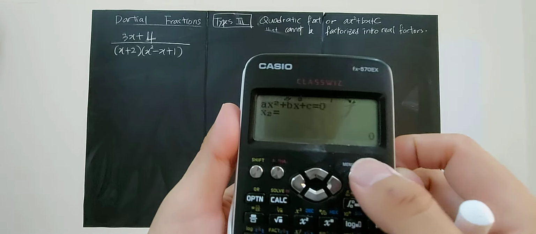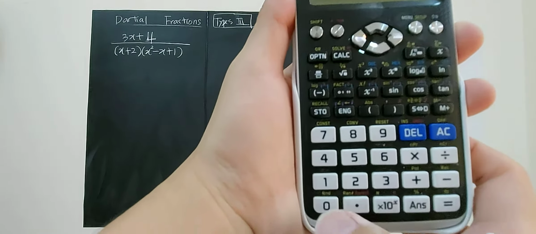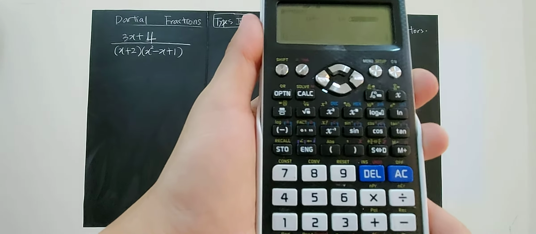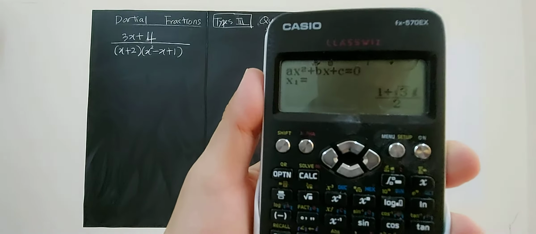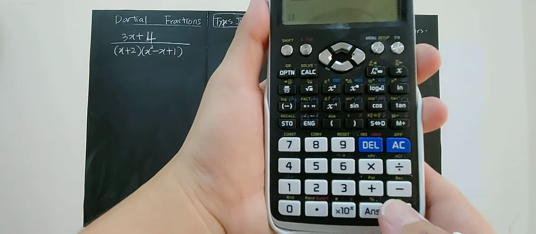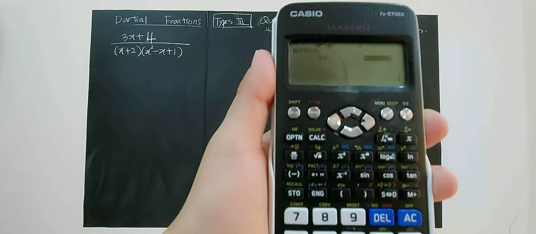Okay, let's do it again. I think I keyed in wrongly. So 1 equal, negative 1 equal, 1 equal. This is your roots. If you key in again, you have 1 equal, negative 1 equal, 1 equal. Just key in and press equal.